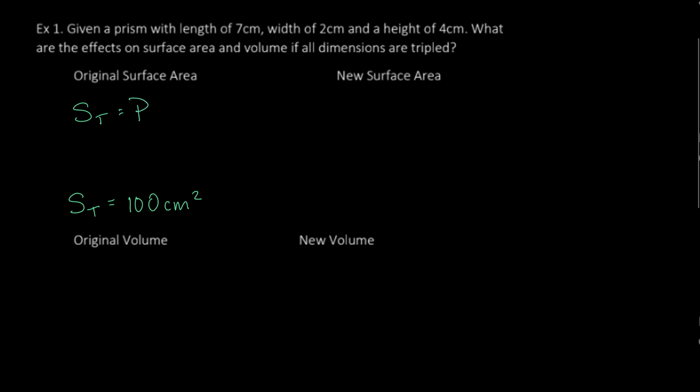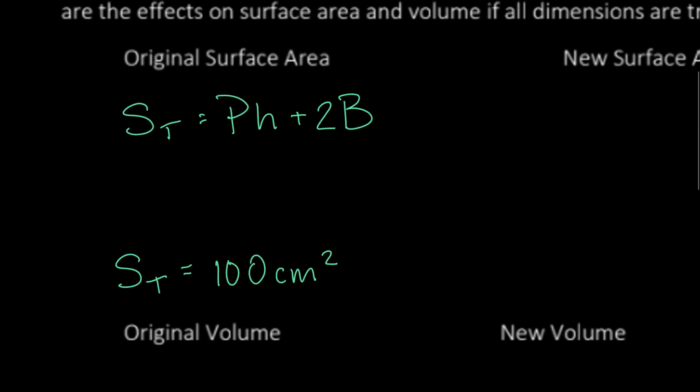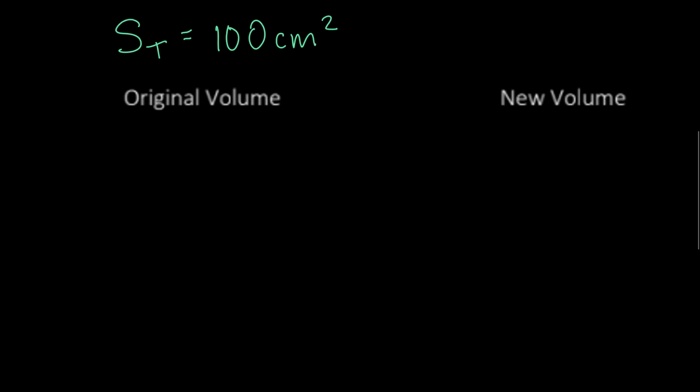Perimeter times height, plus 2 times the base. Beautiful. So that's the formula we used here, and we got 100 centimeters squared. And then Emma B, what did you get for the original volume? Beautiful. 56 centimeters cubed. And what formula got you to that answer, Genevieve? Area of base times height.